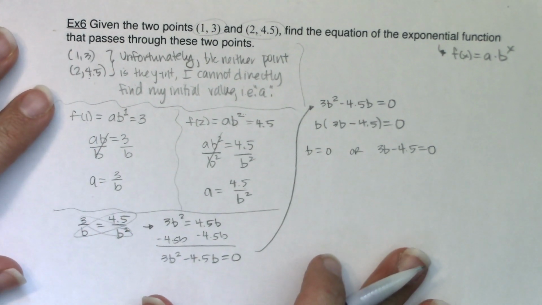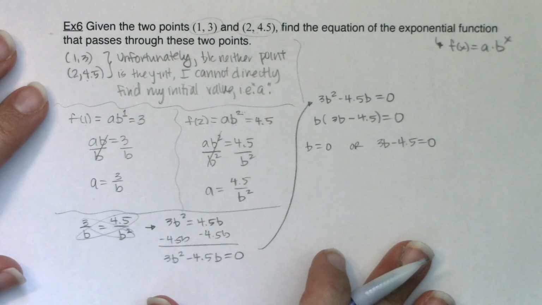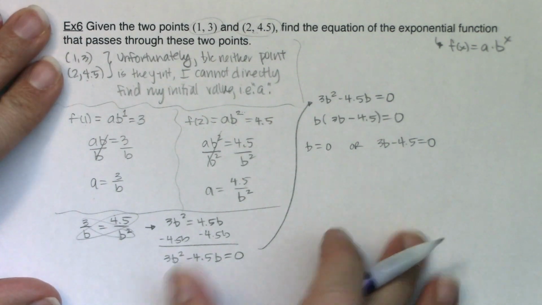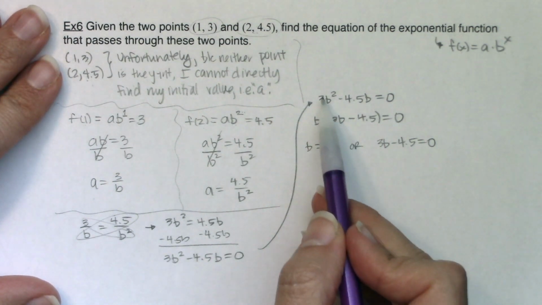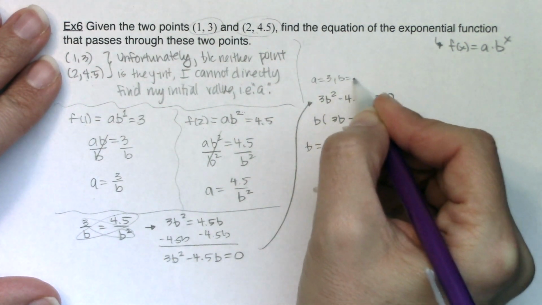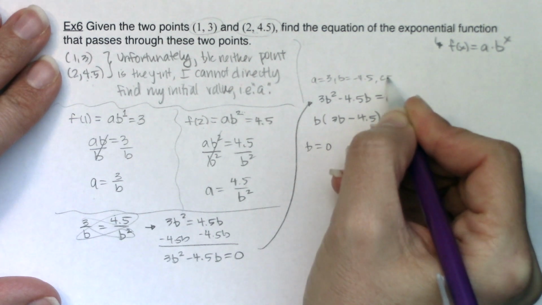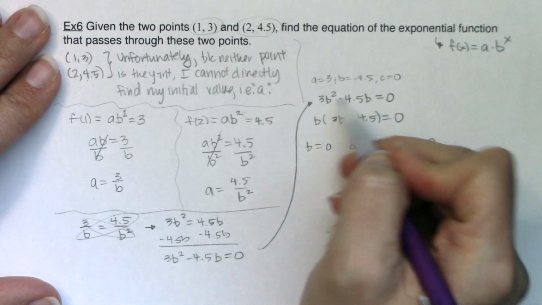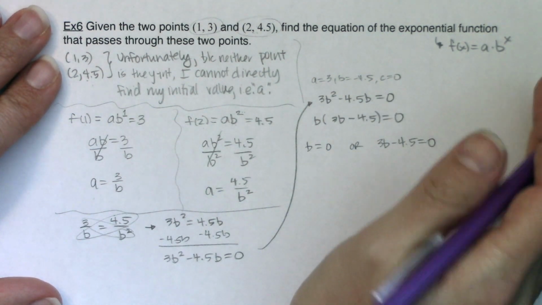Oop, I just see my page is really shifted. Let me even that back out. My bad. So again, you could have used the quadratic formula using a equals 3, b equals negative 4.5, c equals 0. And I know that we have a double use of the letter b, but it's okay.